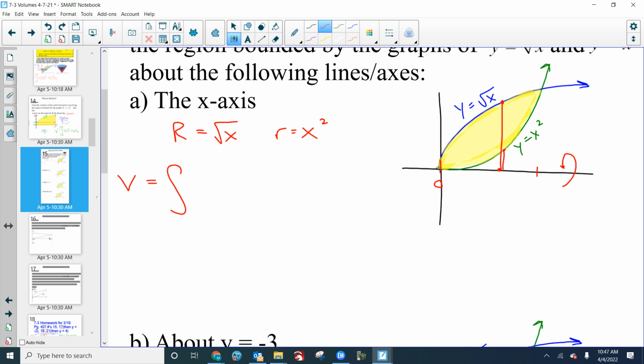I heard 1. I heard 2. 1. 1x is 1. What's radical 1? What's 1 squared? 0 to 1. Pi outer radius squared minus pi inner radius squared dx. What'd you get? Huh? 3 pi over 10?